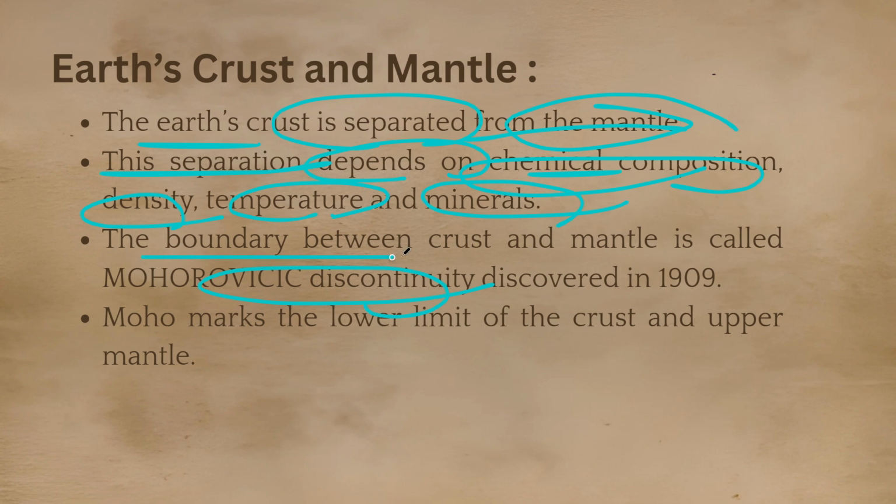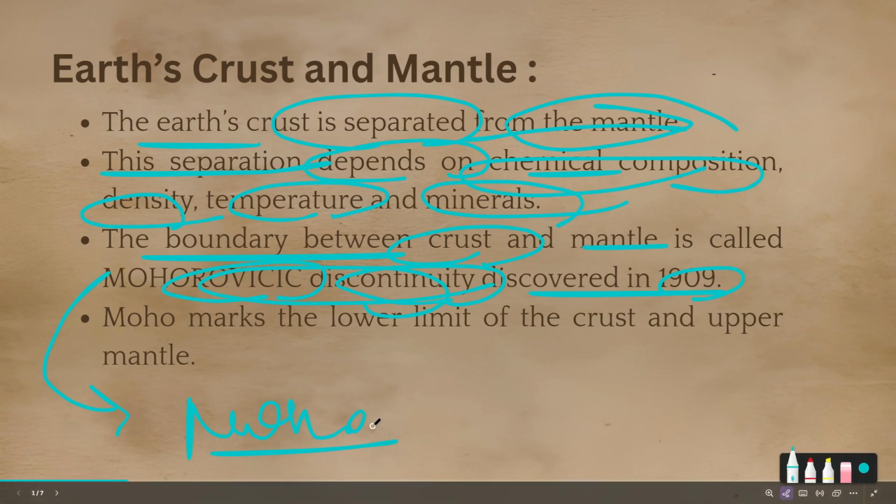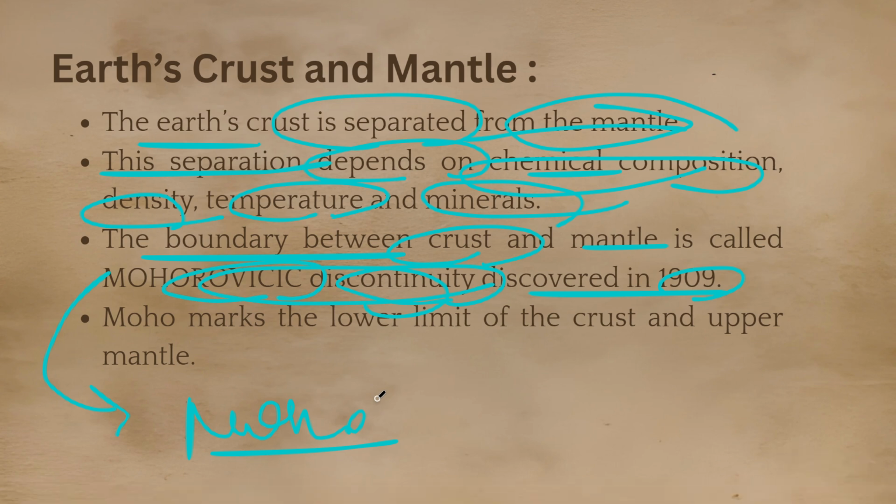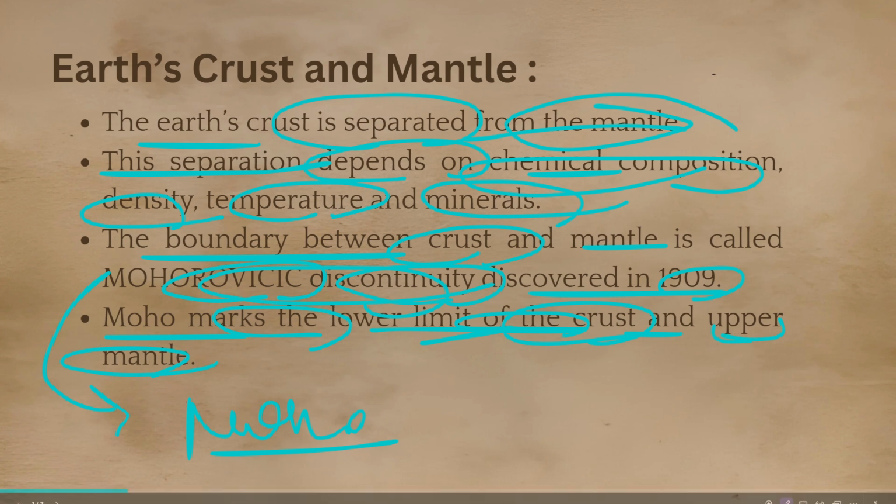The boundary between crust and mantle is called the Mohorovicic discontinuity, discovered in 1909. We can also call it the Moho discontinuity, which is the boundary between the crust and mantle. Moho marks the lower limit of the crust and the upper mantle. So this discontinuity separates the lower part of the crust and the upper mantle.